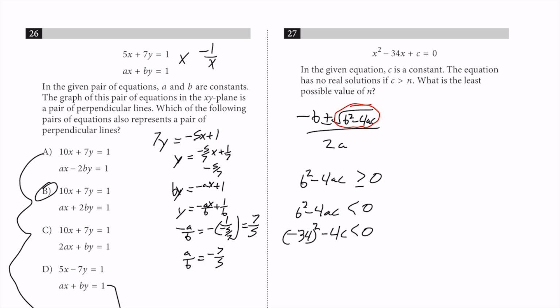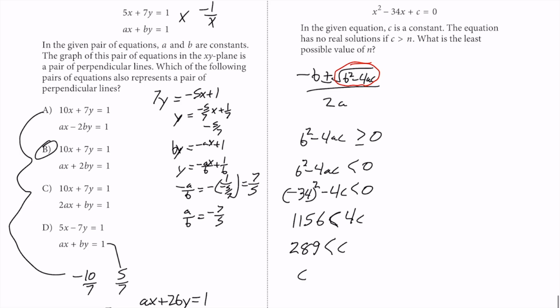So what we're going to do is plug in negative 34 squared into our calculator. We'll get 1156 is less than 4c. We then divide it by 4. We get 289 is less than c. So c must be greater than 289, because if c is not greater than 289, then we'll have a non-real answer.